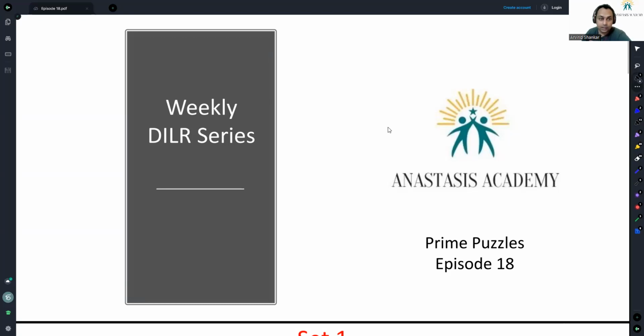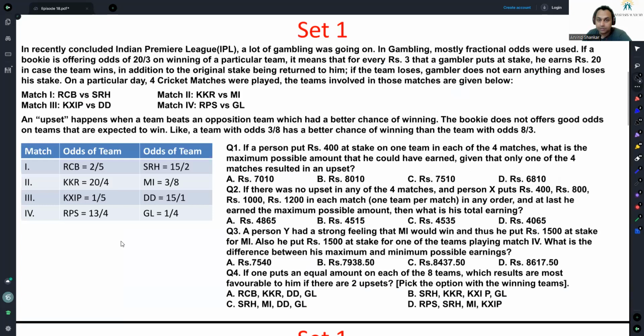In a recently concluded Indian Premier League, a lot of gambling was going on. In gambling, mostly fractional odds were used. If a bookie is offering odds of 20/3 on winning of a particular team, it means that for every rupees 3 that a gambler puts at stake, he earns rupees 20 in case the team wins, in addition to the original stake being returned to him.